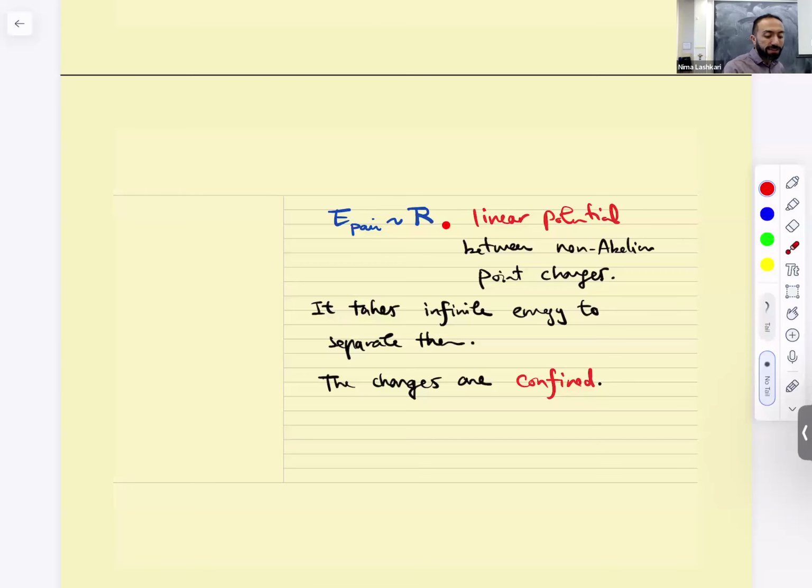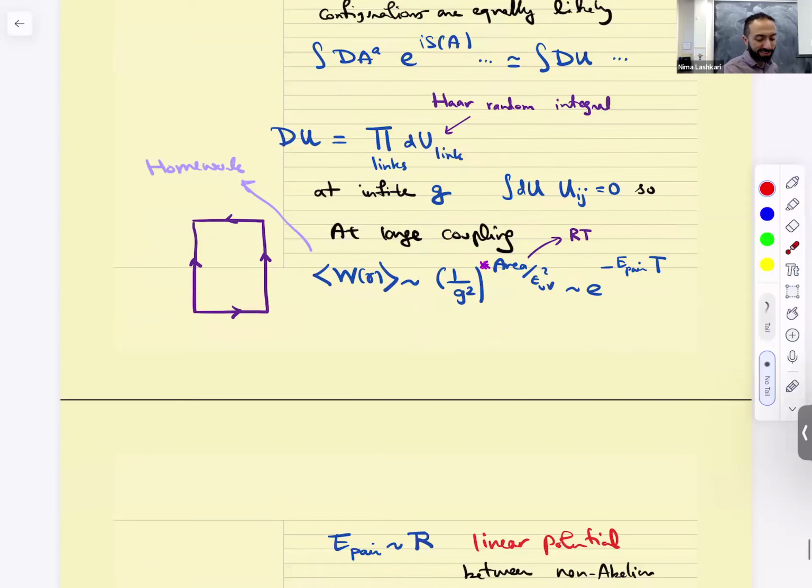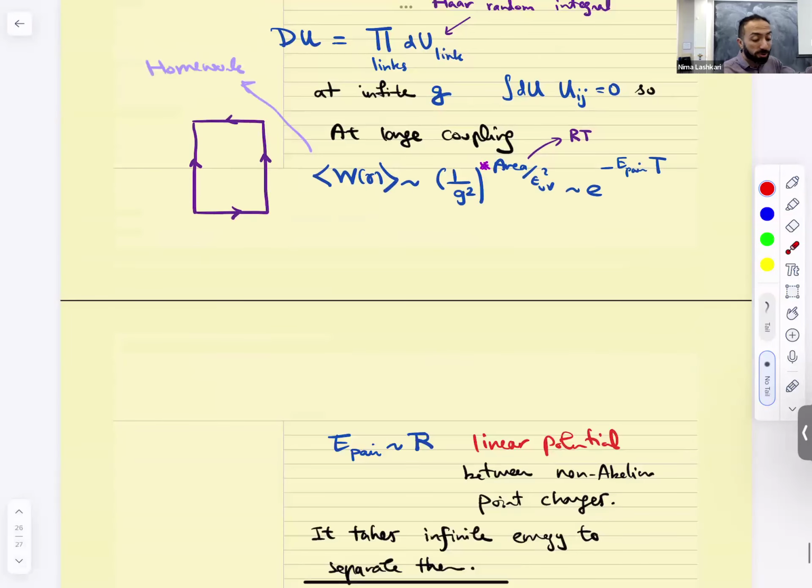When the energy of the pair is proportional to the distance of the pair, this is a linear potential between non-abelian point charges. Oh, sorry, I misspoke. In this case, the energy scales like R. If it's proportional to R, it's a linear potential, and you're in the confined phase. In the perturbative case, how does the energy scale? 1 over R. I misspoke, sorry about that. So that's the distinction.